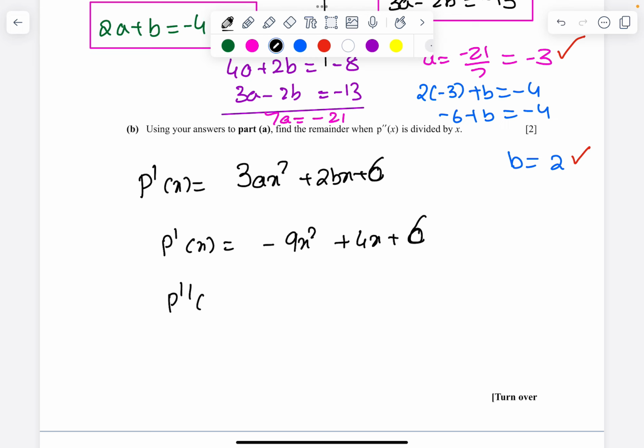Now p double prime x. What is p double prime x? Minus 18x plus 4. So when p double prime x is divided by x, the remainder is going to be 4. So the remainder is 4.